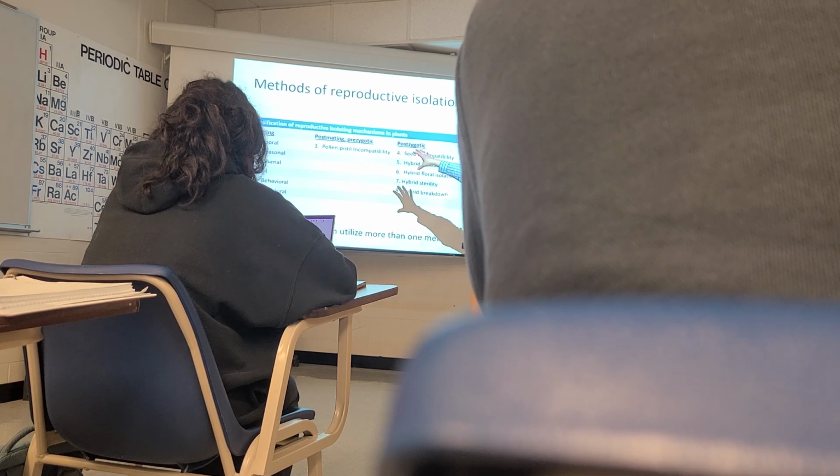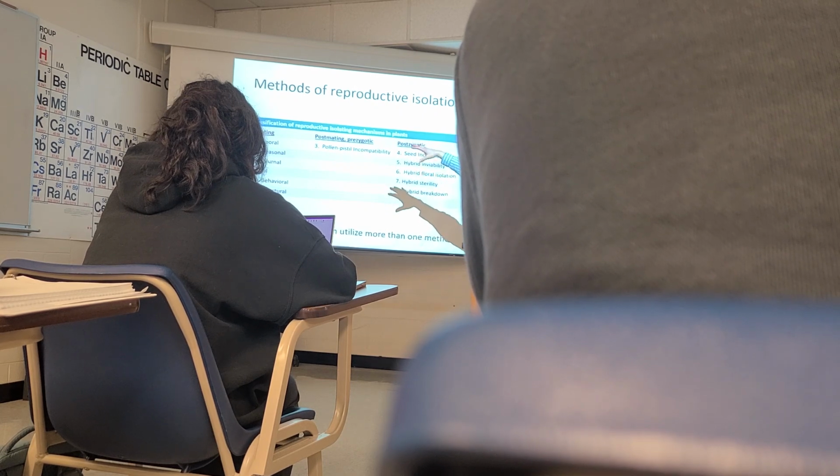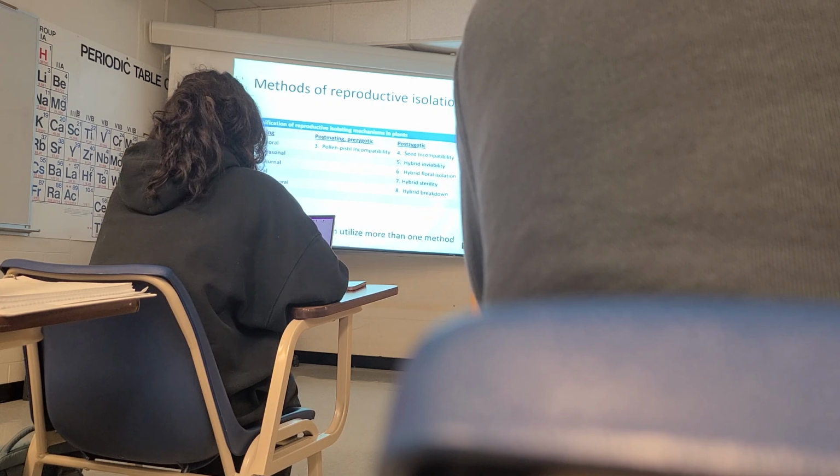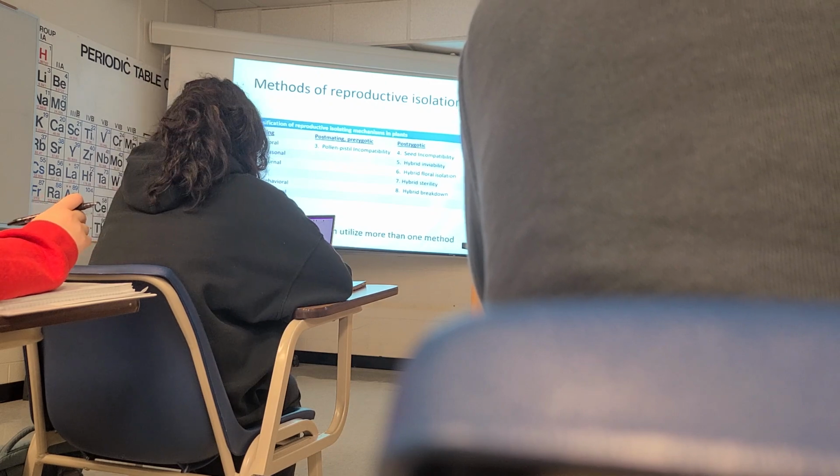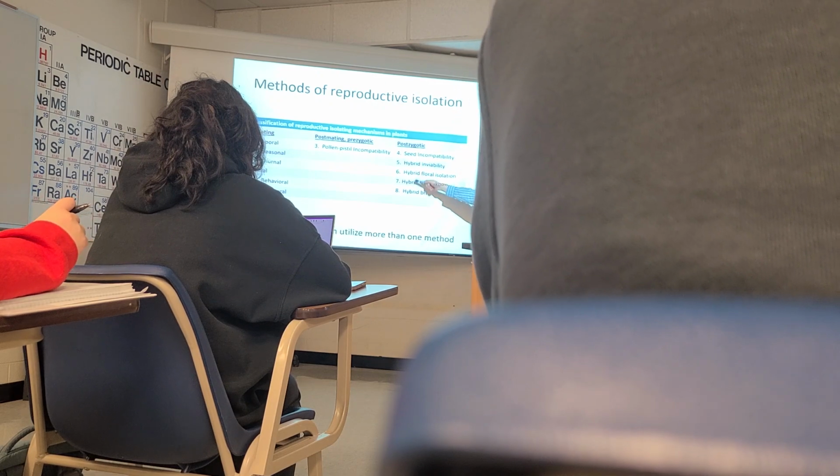Or what step in the process is being prevented for each one of these different examples. Okay? Each one of these different types of reproductive isolation mechanisms. And the nice thing about the post-zygotic ones is all of them start with hybrid with the exception of this one. So that's probably the toughest one to remember because it doesn't start with hybrid.